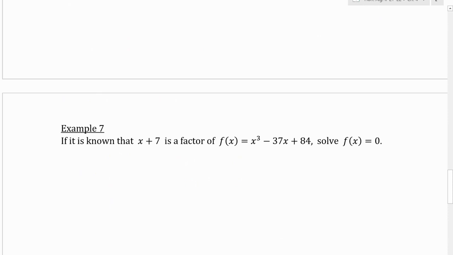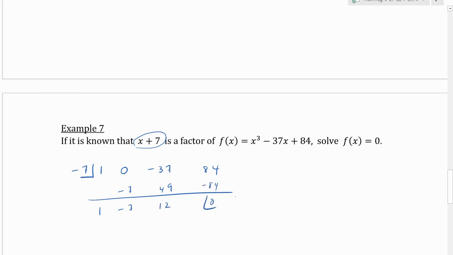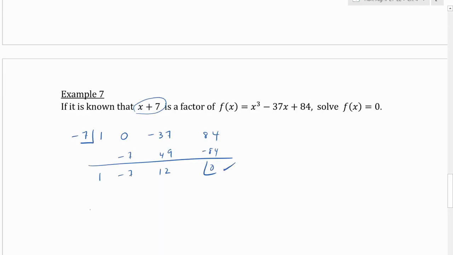This one, we know that x plus 7 is a factor. So if I do synthetic division, x cubed, no x squareds, x, constant. Yep, that confirms x plus 7 is a factor. So this time around, though, they want you to solve this function being set equal to 0.